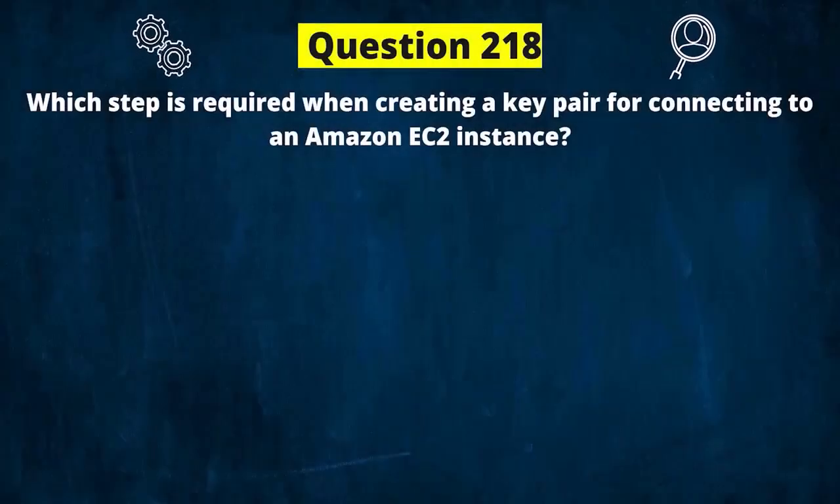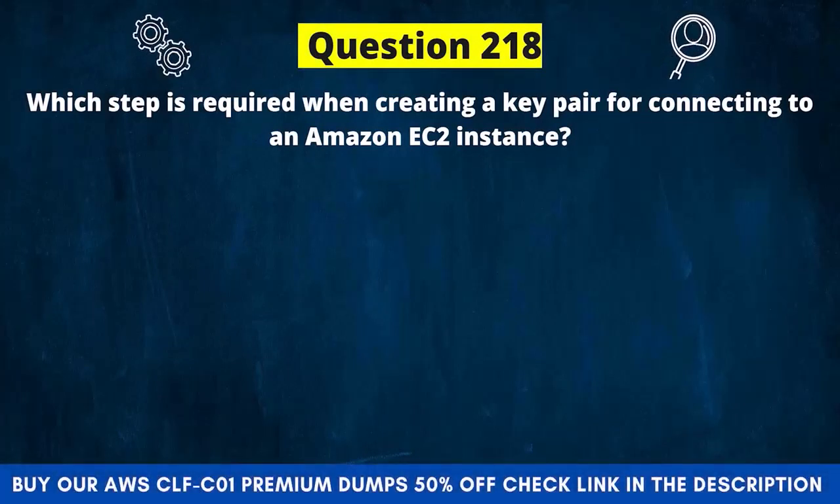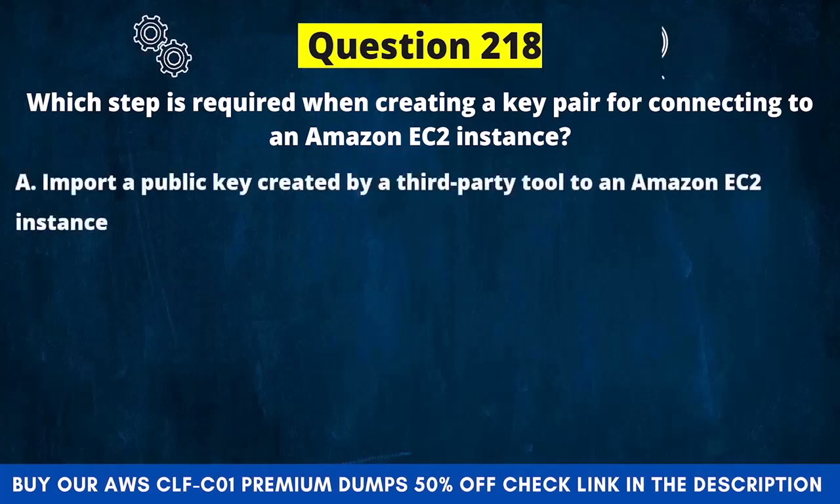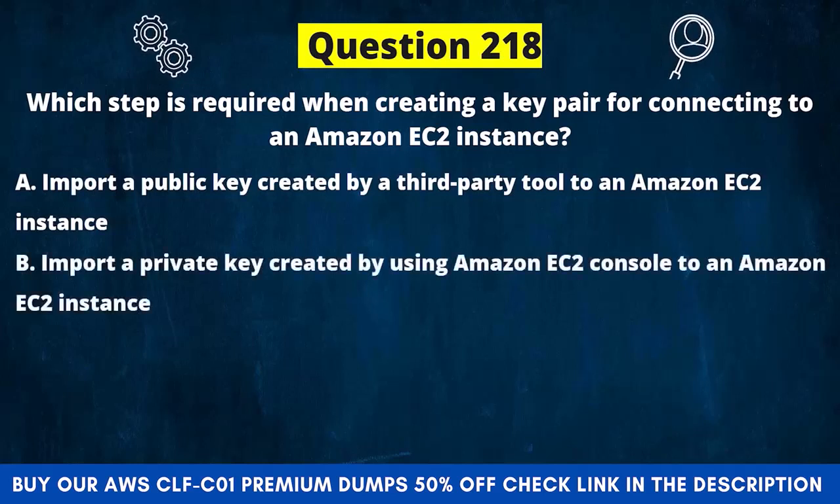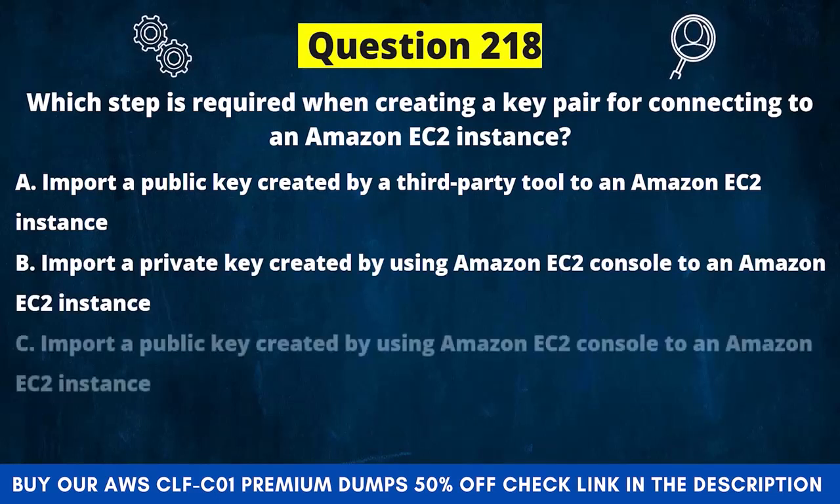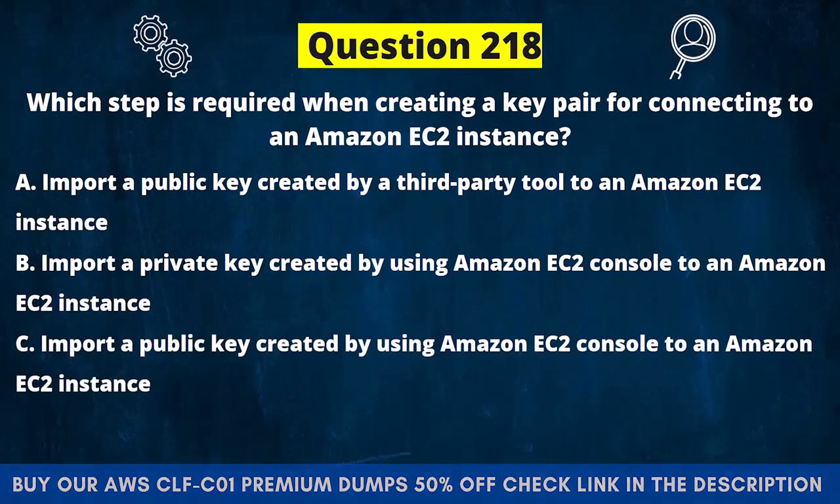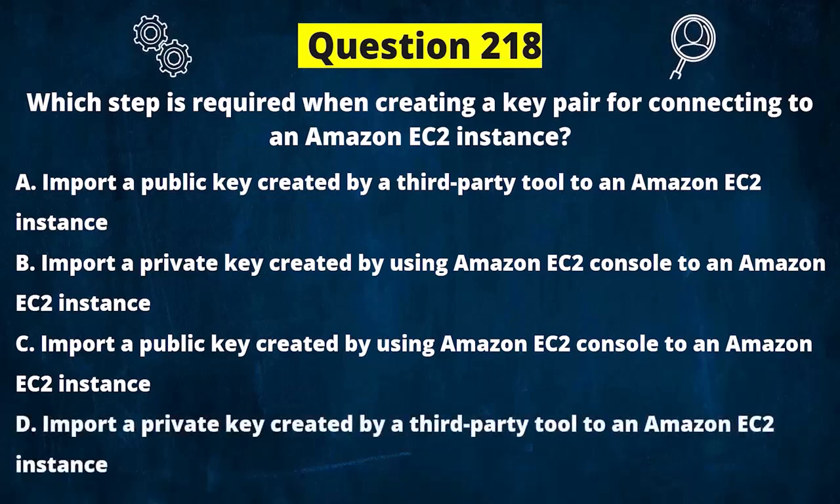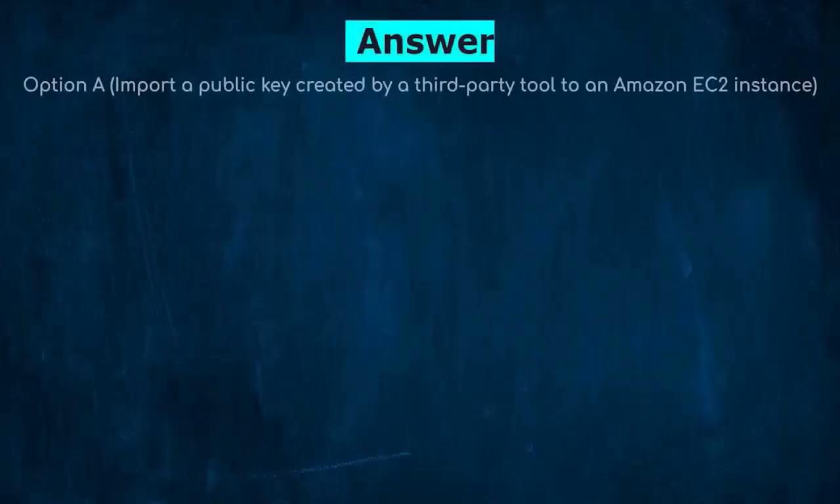Next question. Which step is required when creating a key pair for connecting to an Amazon EC2 instance? And the options are A. Import a public key created by a third-party tool to an Amazon EC2 instance. B. Import a private key created by using Amazon EC2 console to an Amazon EC2 instance. C. Import a public key created by using Amazon EC2 console to an Amazon EC2 instance. D. Import a private key created by a third-party tool to an Amazon EC2 instance. And the correct answer is option A. Import a public key created by a third-party tool to an Amazon EC2 instance.